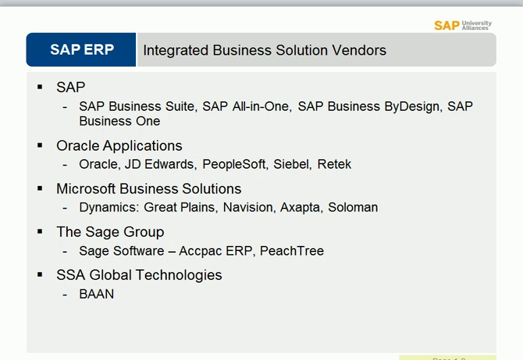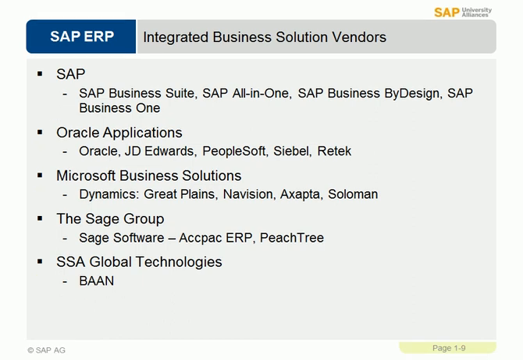We have the Sage Group, we have BAN. All of these provide solutions that are equivalent to ERP or may focus. PeopleSoft, of course, which is now bought by Oracle, was focusing on HR. It got bought by Oracle as well as JD Edwards and Siebel and so on.